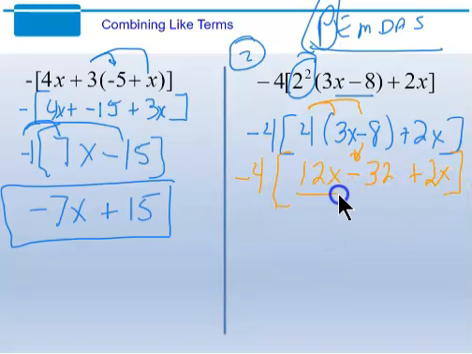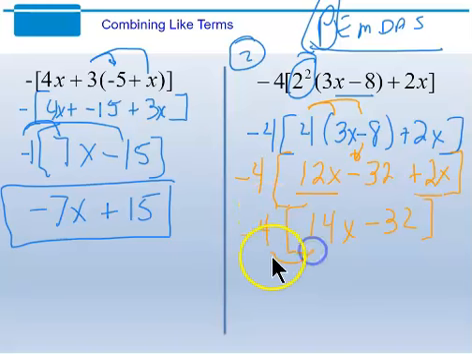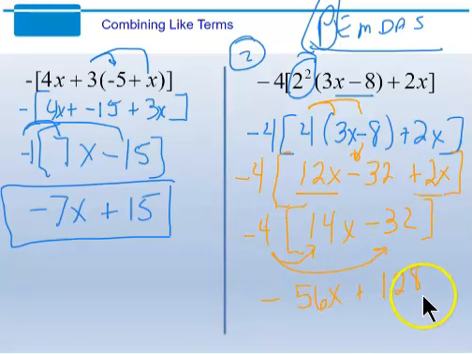Okay, so now we have 12x plus 2x. That is 14x minus 32. I need to make sure I keep this here and I have a negative 4, okay? So now we're going to distribute this negative 4. This is really important, okay? So now I'm going to get, and you may have to work out the problems, 4 times 14, 56, 4 times 32, 128.